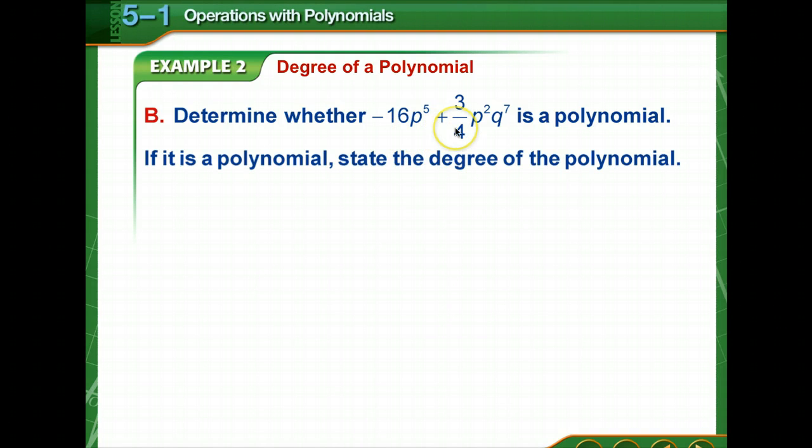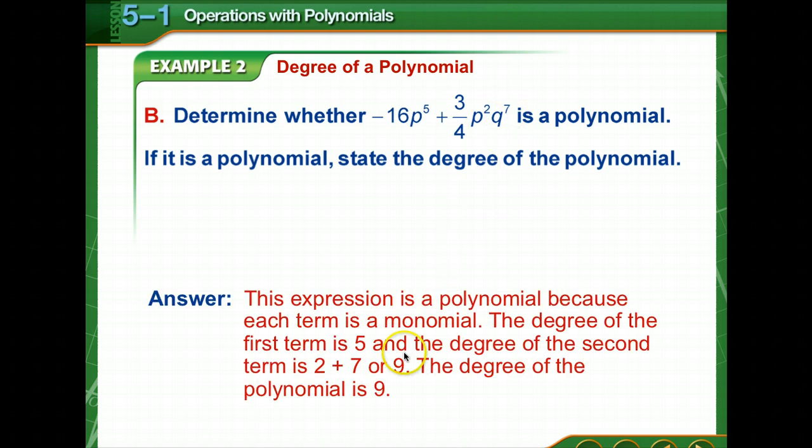Okay, looking at this one, it is a polynomial, and we add the exponents of all the variables. So 2 plus 7 will be 9. So this polynomial has a degree of 9. This one's 5, this one's 9. Remember, if there is no exponent, it's understood to be a 1.